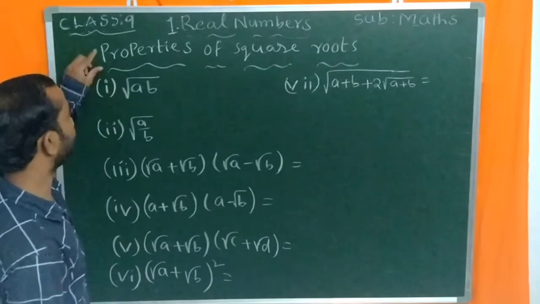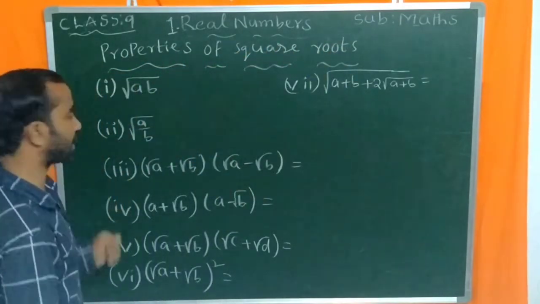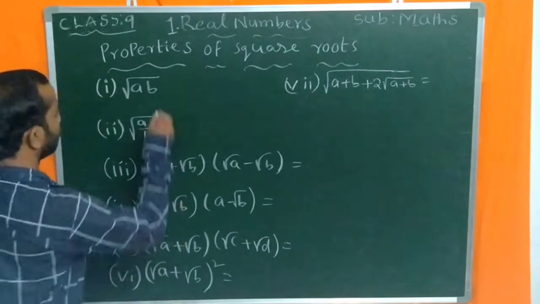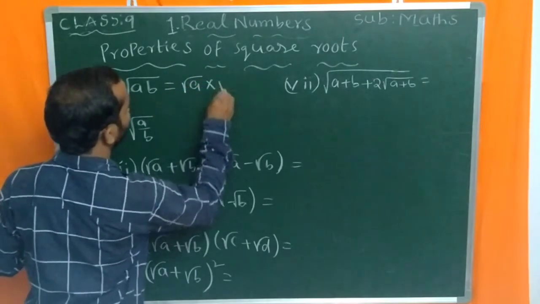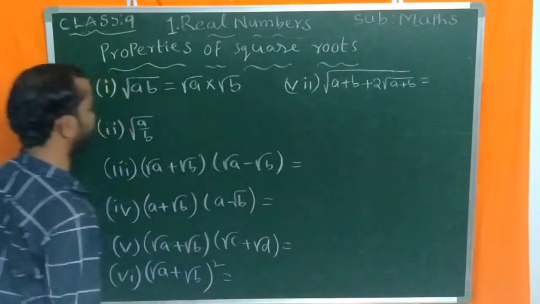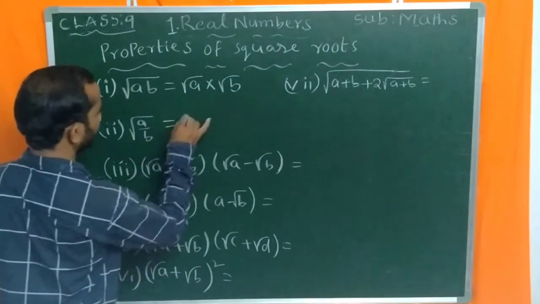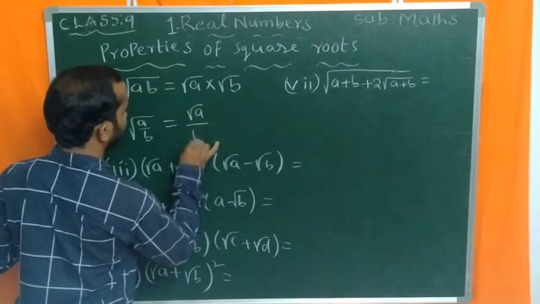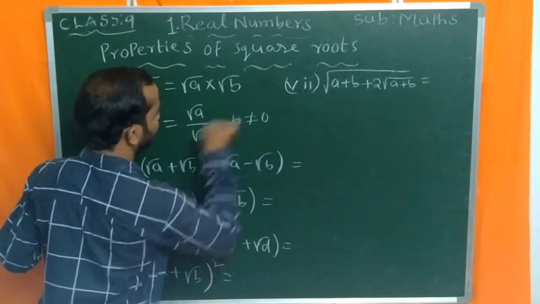Next, properties of square roots. There are some properties. The first one is root AB, which is written as root A into root B. This is the first property. Next, the second one, root A by B, equals root A by root B. Here, B does not equal 0.